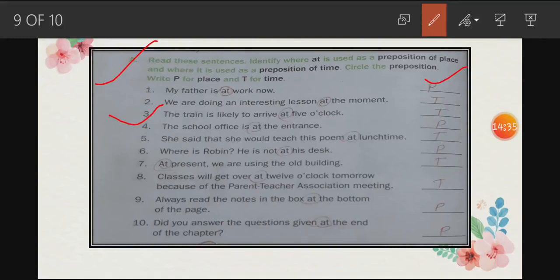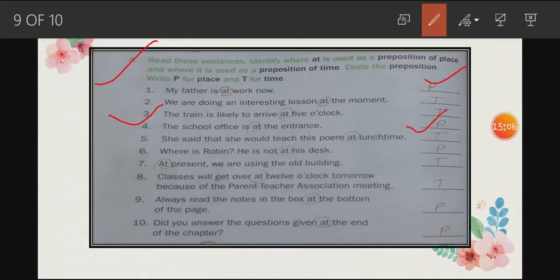Then, number 4. The school office is at the entrance. At the entrance. "At" is here, so you have to give a circle here. And entrance: in which place you can enter somewhere, into the school as well. For example, the main gate, or the assembly hall where you have the assembly, that downstairs place, that can be it. So it's about the place, and that's why here it will be P.